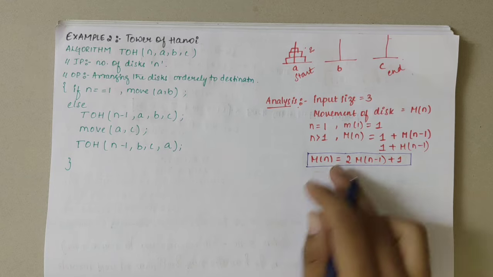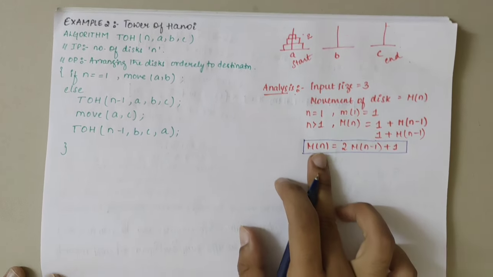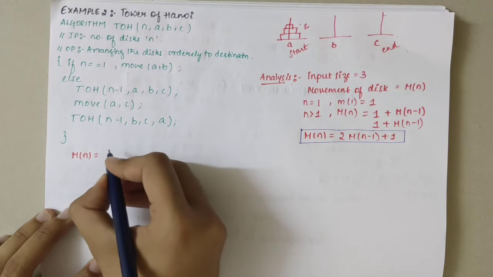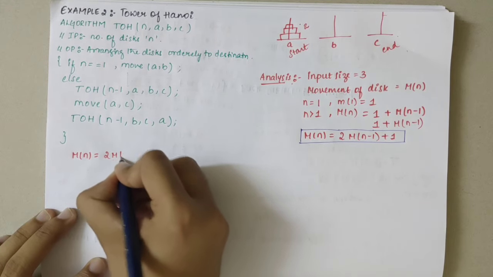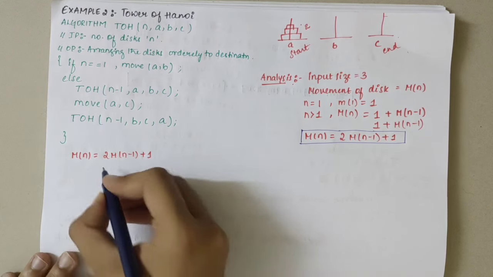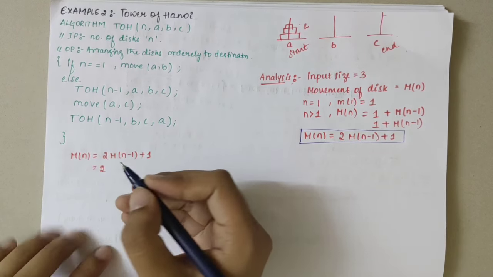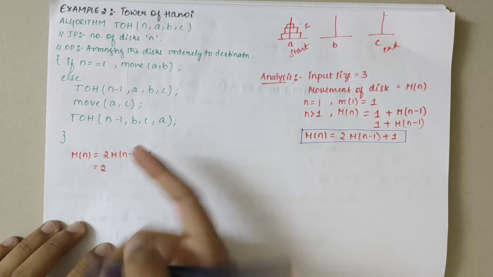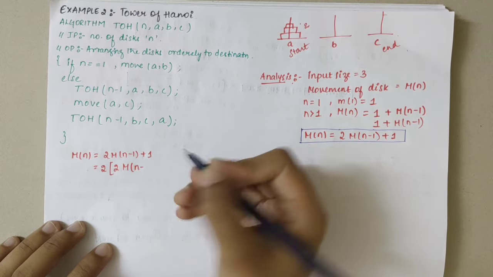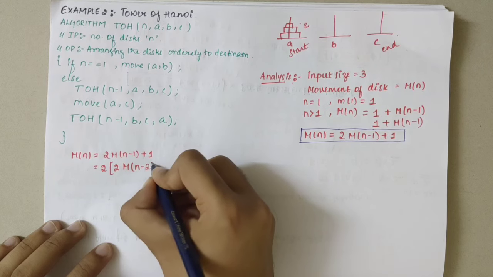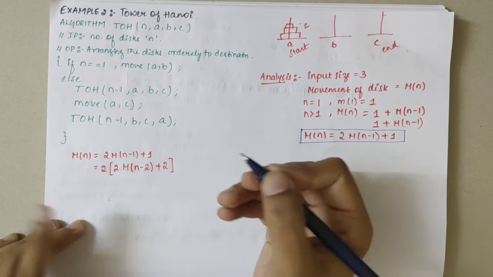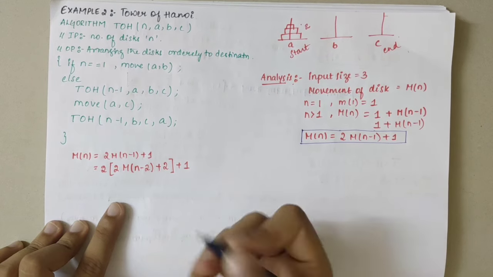So let me consider this part when n is greater than 1. So I'll start solving this. I'll write M of n is equal to 2M of n minus 1 plus 1. Now let me substitute M of n value in this part. So if I substitute M of n value here, I'll get 2 again being repeated here. So I'll write 2 here, M of n minus 1 minus 1. So it will become n minus 2, plus here plus 1 was there, again plus 1. So it will become 2 here, and the external one remains the same.